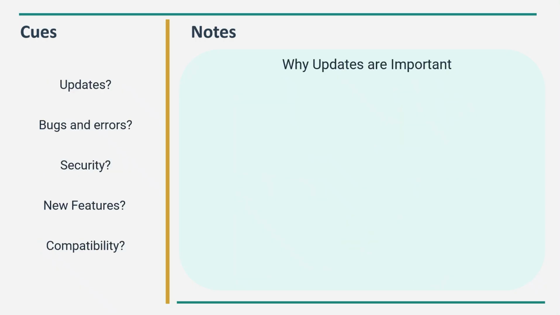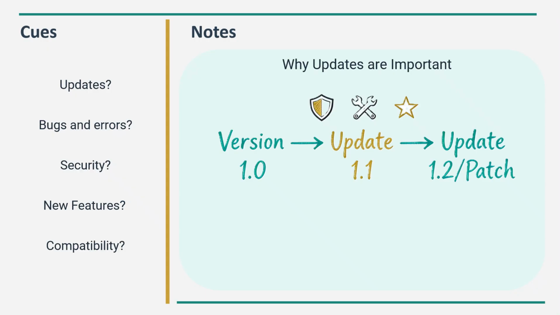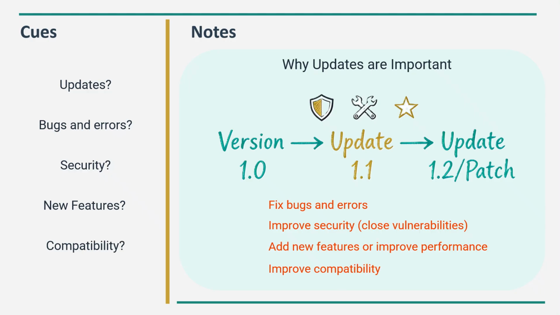Software updates are important for several reasons. They can fix bugs and errors, close security vulnerabilities, add new features, and improve performance or compatibility with hardware and software. In question 4, we might ask you to give 2 advantages of updating an operating system or program. Good answers would include better security, fixed errors, and new or improved features. Please note that update is not the same as upgrade, and we will look at that later in another lesson.